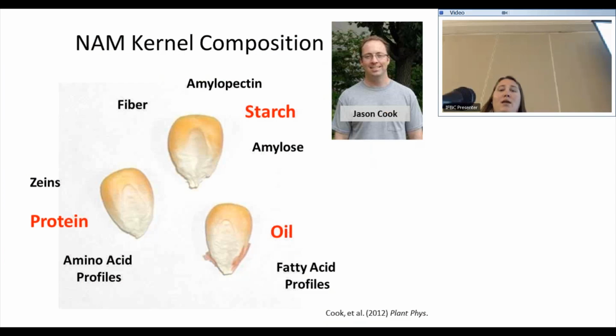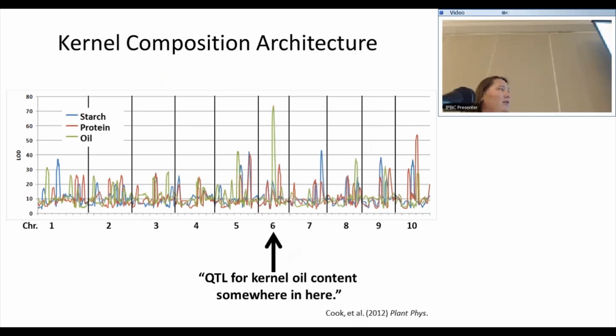A postdoc on my project is working on kernel composition, clearly a trait that's very important to this group. I will focus on starch, protein, oil here. And we identified QTL along the 10 chromosomes of corn. And this particular green peak here is a QTL. Again, we can say at the end of the day, somewhere in this region is a gene that controls oil.